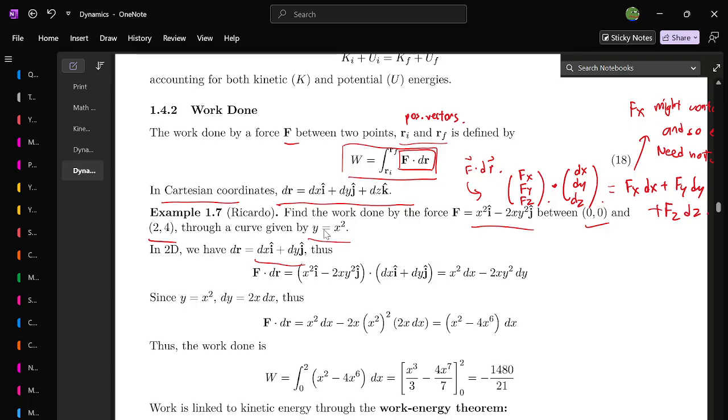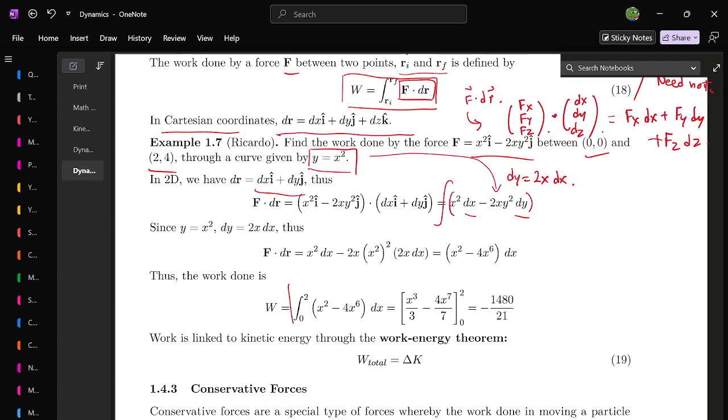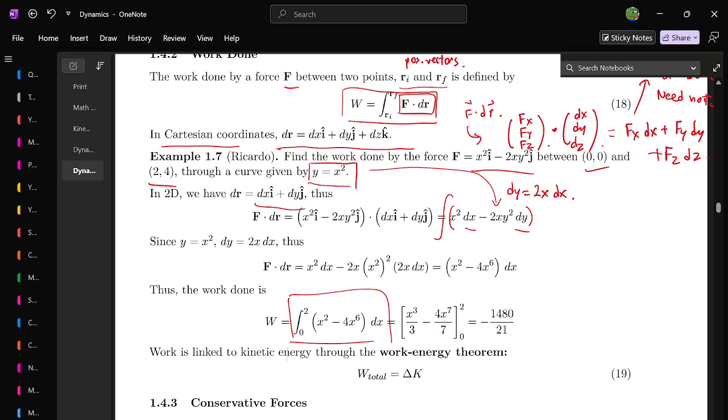Now, why do we have to define the curve y equals x squared? Because if we didn't define this, there's no way to integrate this. At the end of the day, we want to integrate this, but we don't know how y depends on x, because we have a dx here and a dy here. So by defining this path, we can say dy equals 2x dx, and then we can sub in the y here, and we make this integral purely in terms of x. Now that it's purely in terms of x, we can integrate it, and you get the work done through this path. So calculating work done for any force and any path is as simple as that.